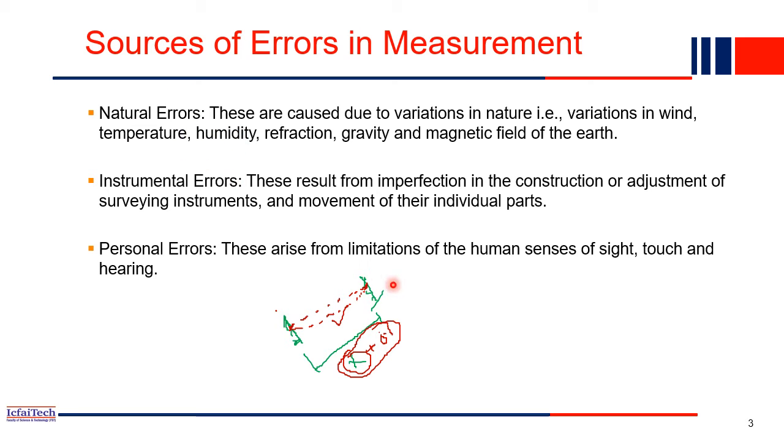Similarly, humidity. If the humidity in the environment is also high, reflection. If the gravity in some portion is very high, in that case that also will affect the measurement. Similarly, the magnetic field of Earth.